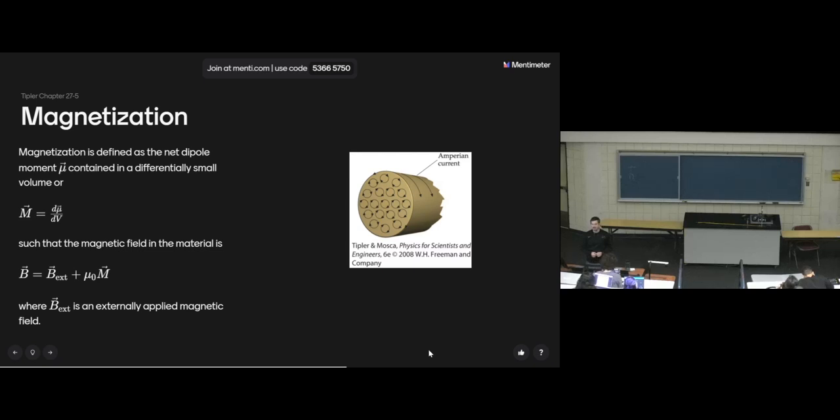So by putting a material inside of an external magnetic field, you can magnetize that material. And what is going to happen is that the net magnetic field inside of the material is going to be equal to the external magnetic field plus mu naught times the magnetization. And the magnetization is defined as how much of a magnetic moment you have in an increasingly smaller volume.